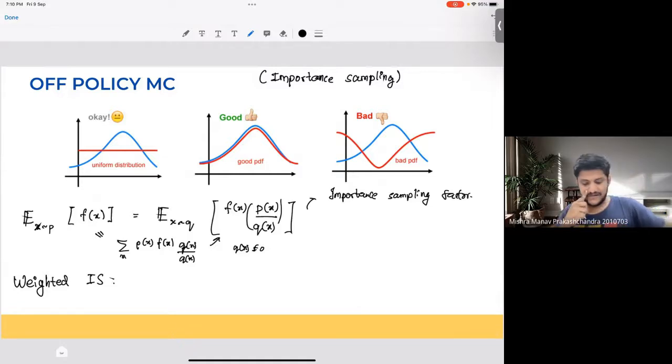So using this trick, you can switch your distribution so that you reduce the variance and try to mirror the distribution that you're trying to emulate, right?